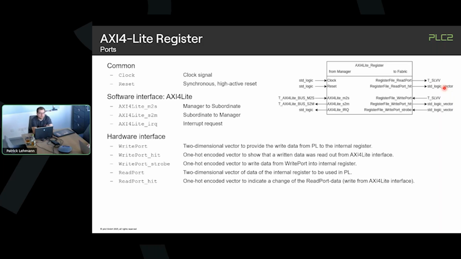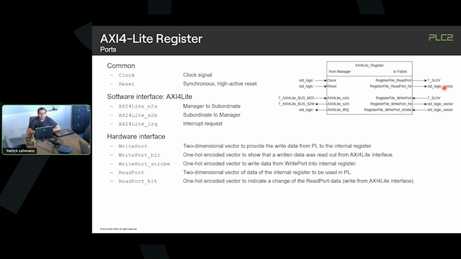On the fabric side, we have a write port with a write port hit, and then there's a read port and a read port hit. Write port is a 2-dimensional vector providing data from PL to the internal registers. When it comes to naming convention, there's a certain time where you need to decide, do you look from software side or CPU side, or do you have a look from the fabric VHDL code side? We decided to look from our VHDL code into the register. That's why the write port is from fabric to the register, and the read port is in reverse.